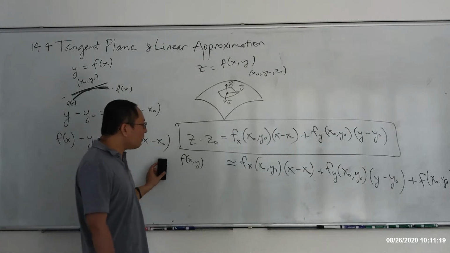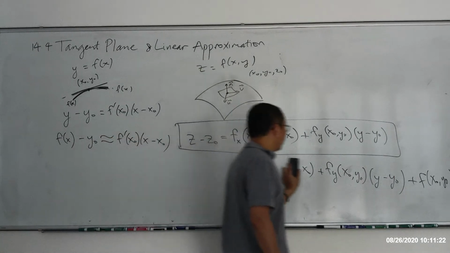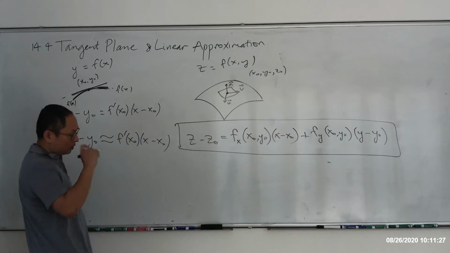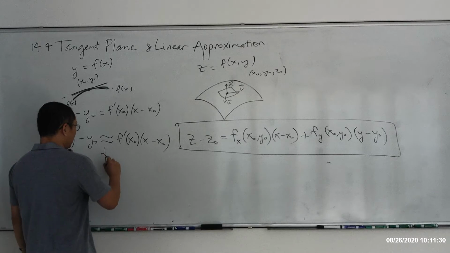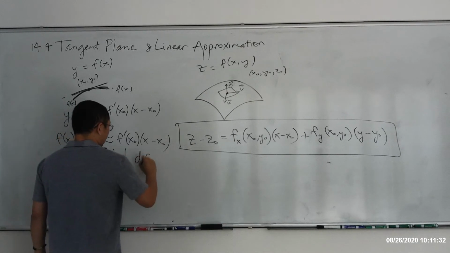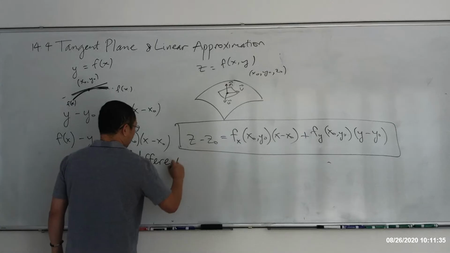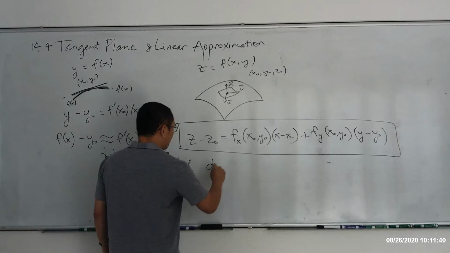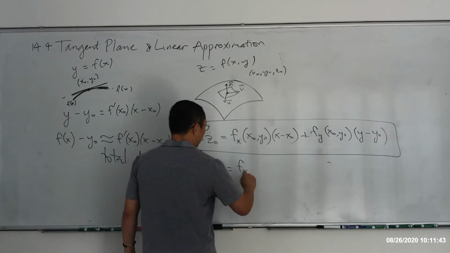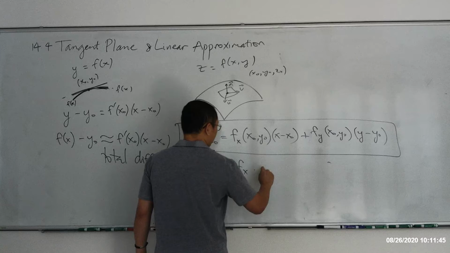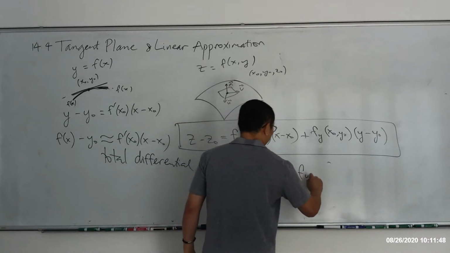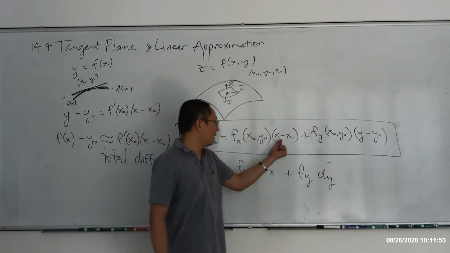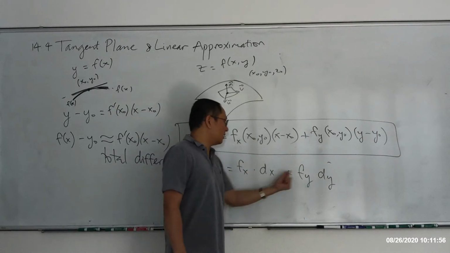Okay. Now let me talk about one more thing before I can give you an example. And it's something the book called the total differential, I think. Total differential. Okay. You know it this way: dz is equal to fx times dx plus fy times dy. I'm getting lazy, so fx is fx, okay, and then x minus x naught, y minus y naught.